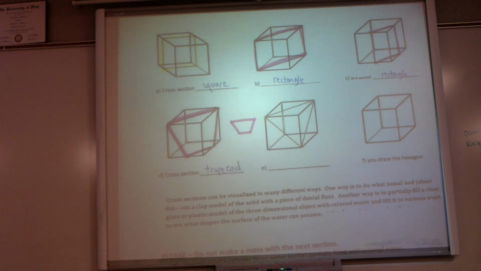This would be a perfect time for the Star Wars meme. It's a trapezoid. Alright, okay, let's go.